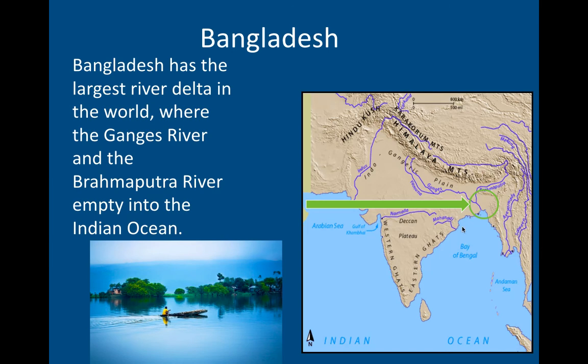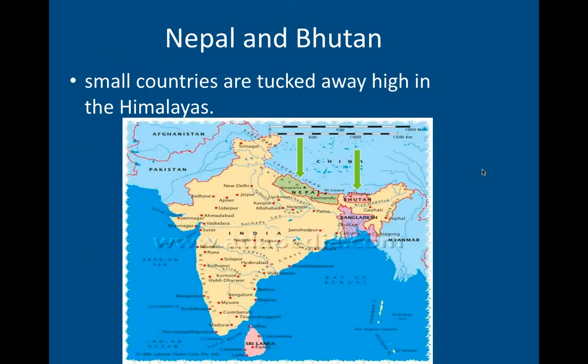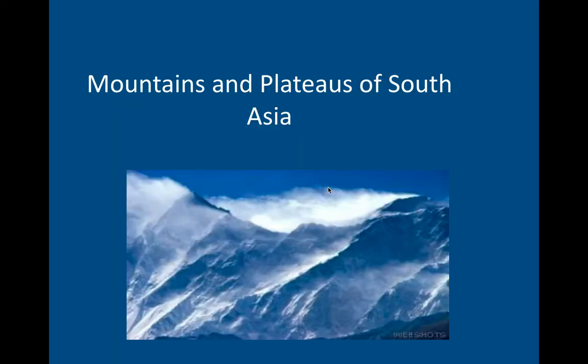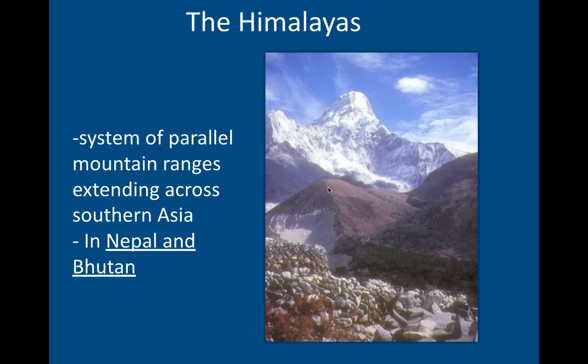You got Bangladesh, which is on the right side of India. It's where rivers meet, and it creates this big river delta, the largest in the world. You got Nepal and Bhutan right here, off the top side of India. It's where most of the Himalayas are. So let's get started. When you're looking at your chart, you want to put the Himalayas in that mountain range for Nepal and Bhutan because that's where they mostly run.